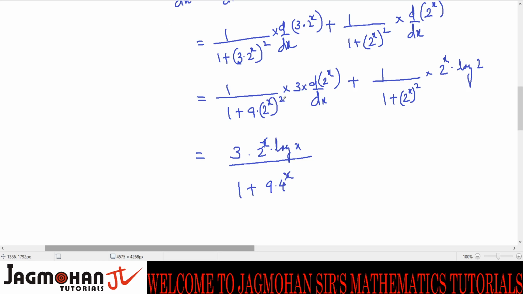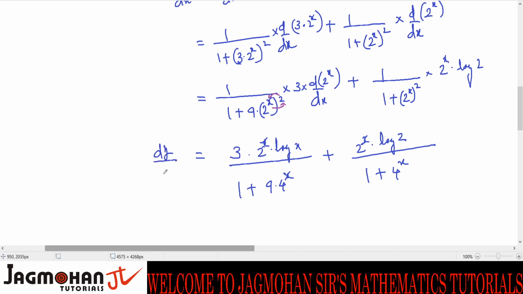So I can interchange these two powers, x and 2. The position of x can be interchanged with the position of 2. So if it is interchanged, you get 2 square the whole raised to x, that is 4 raised to x, plus this is 2 raised to x log 2, upon 1 plus 4 raised to x.